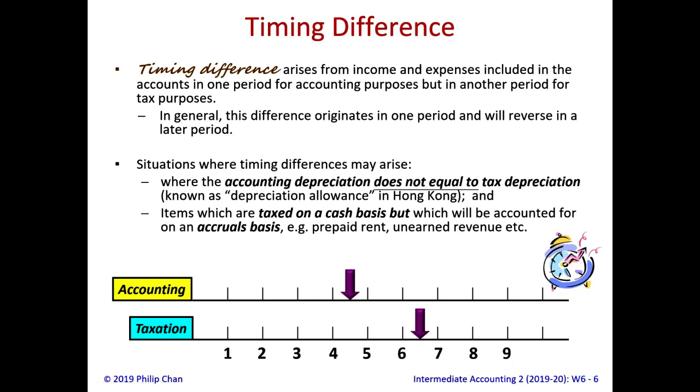Now, before I turn to the coming slides, let's focus on the second example. Items which are taxed on a cash basis, but which will be accounted for on an accrual basis, such as prepaid rent, unearned revenue, etc., would create timing differences. What this means is accounting may recognize an expense or revenue in one period, but from a tax law point of view, they would not be considered as expense or income until they were paid or received. Let me give you an example on that, so that it would be easy for you to follow.